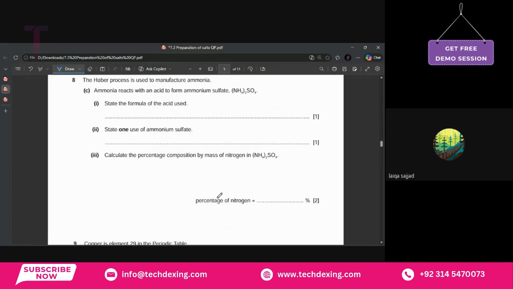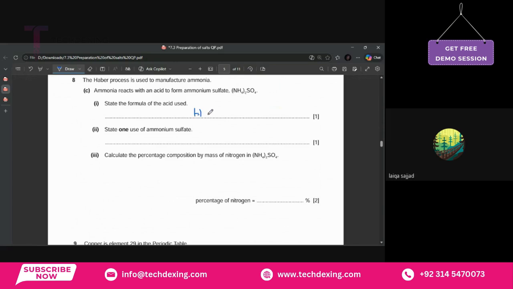Ammonia reacts with an acid to form ammonium sulfate. State the formula of the acid used. Which acid is being used? Sulfuric acid. What's the formula? You have to tell the formula. Sulfuric acid. Yes, you have to tell the formula. H2SO4. Yes, it's H2SO4.